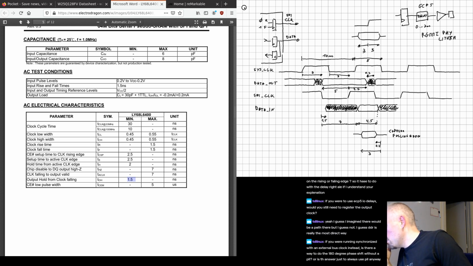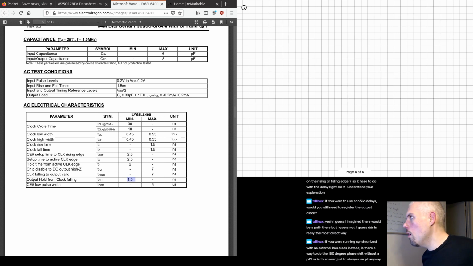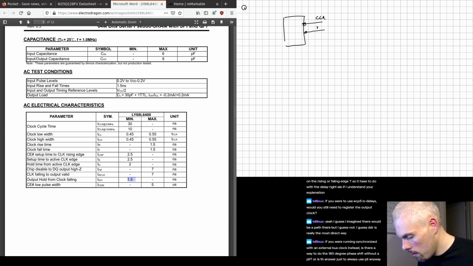If you're using a synchronized... it's a way to run a shift without using a PLL. Oh, here's the answer, just to resolve it. Okay, so you mean if instead of generating the clock, the clock is generated outside and you have some data that comes with it. Is that what you were asking about?